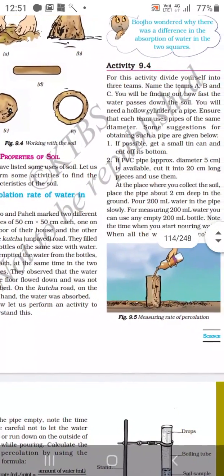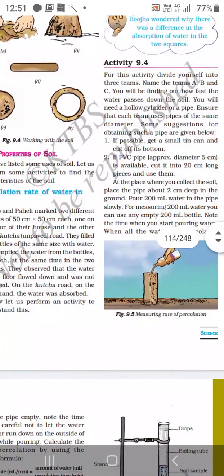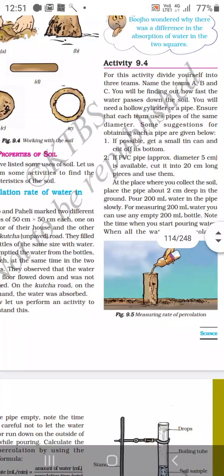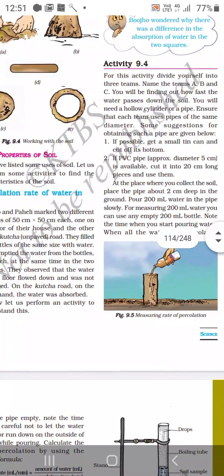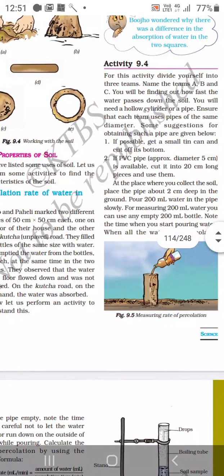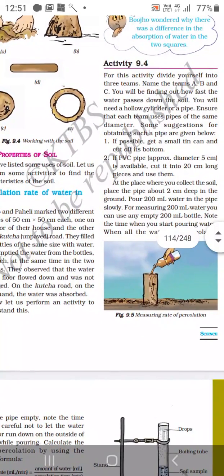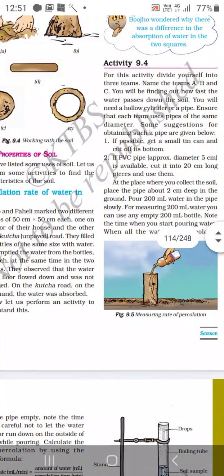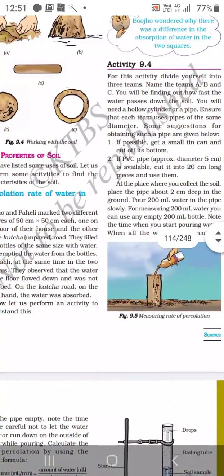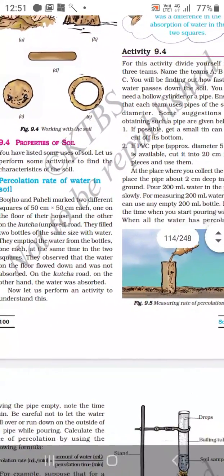From this activity we can divide ourselves into three teams, A, B, C. You will be finding out how fast the water passes down the soil. You will need a hollow cylinder and pipe. Ensure the teams use pipes of the same diameter, and you measure the percolation capacity.